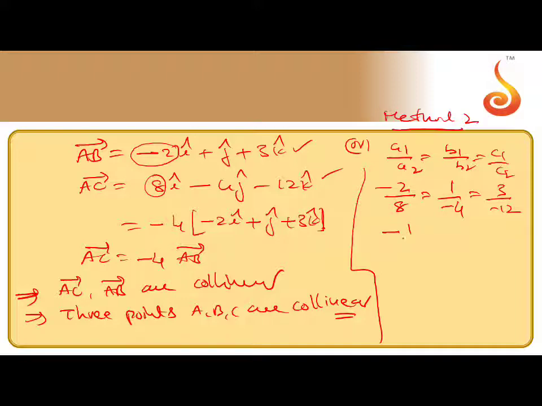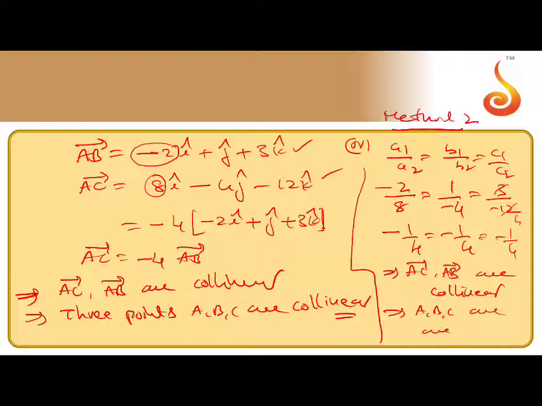So the ratio is -1 by 4, equal to -1 by 4, equal to -1 by 4. That means A1 by A2 equals B1 by B2 equals C1 by C2. In this case, we say that AC and AB are collinear. That implies the points A, B, C are also collinear.